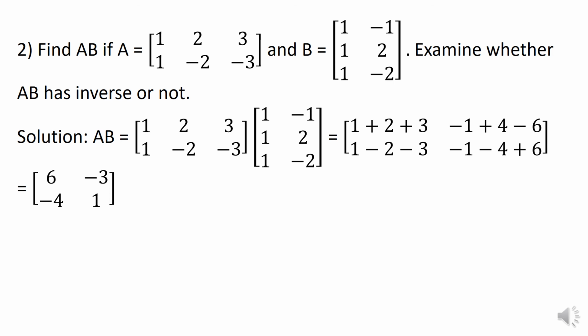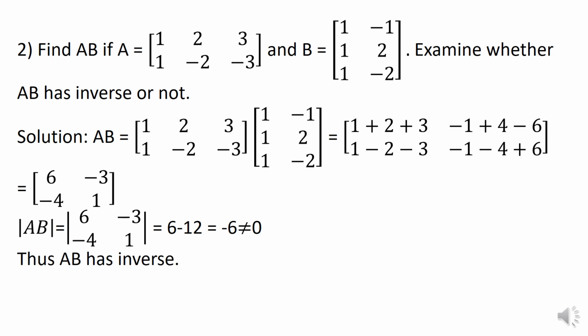Now to see whether AB has an inverse or not, what do we do? Correct. We convert AB into a determinant and solve it and check it out. Here the final answer comes as minus 6, which is not equal to 0 obviously, and thus we say that AB has an inverse.